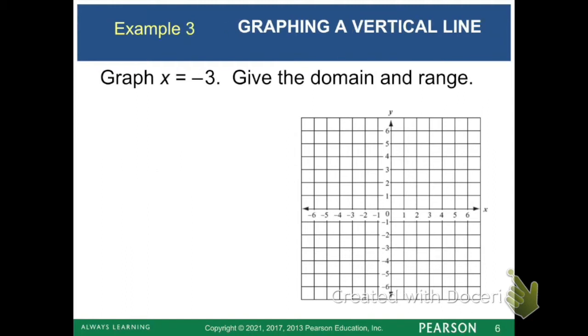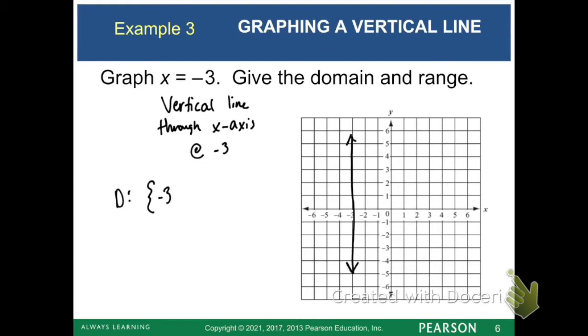Same idea when we're graphing x equals negative 3. This time, however, it's a vertical line, and it's going to cut through the x-axis at negative 3. This time my domain is the number negative 3, and my range is negative infinity to infinity. So anytime we have a constant function, our domain and range isn't going to be all real numbers. One of them is going to be a single number.